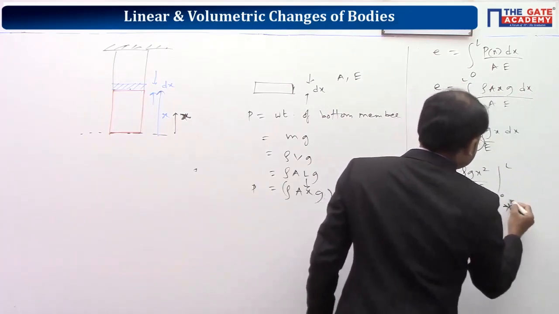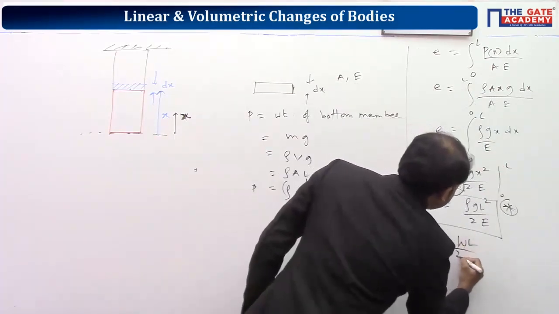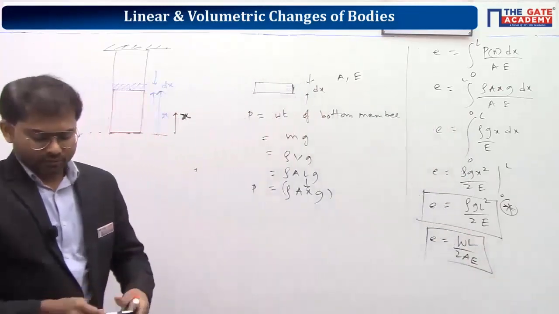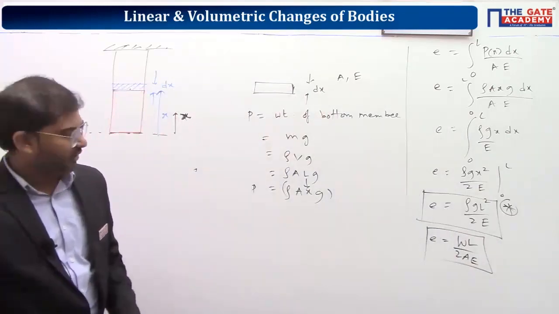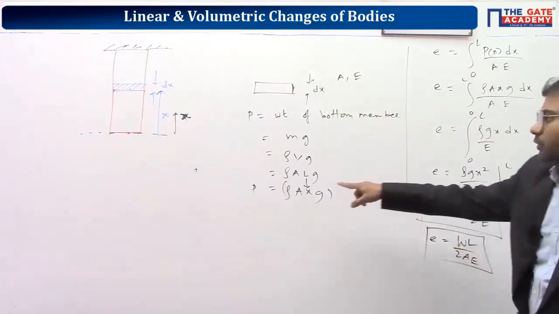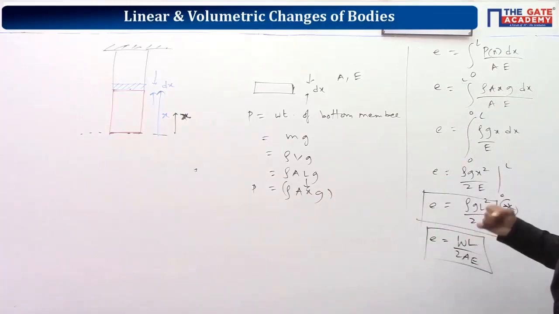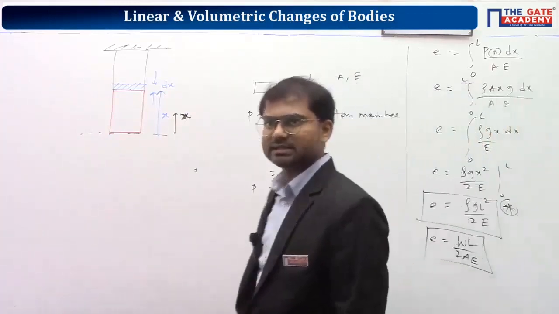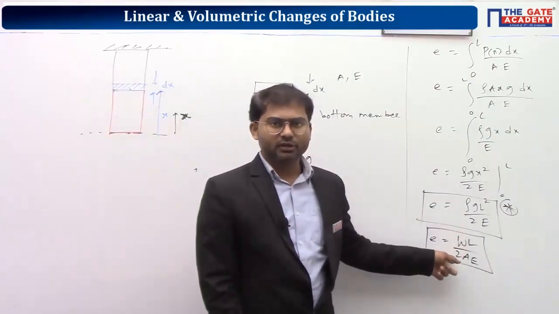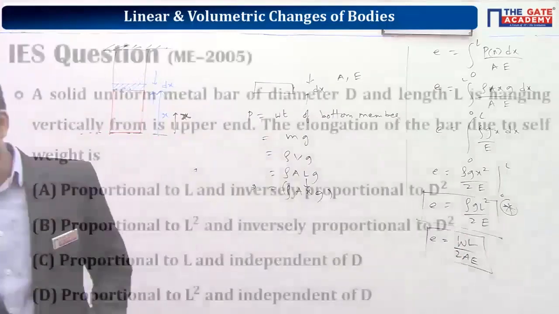This is the answer for this question. If you substitute in terms of weight, it will become W L by 2AE, because W is given as rho A L into G. So if you multiply and divide by area, you can replace rho A L into G with W. You can get the answer in that way. But strictly speaking, the correct answer is this one. It is just the notation. Understood? So this is the answer for this question. Kindly copy the derivation as well and answer this next question.